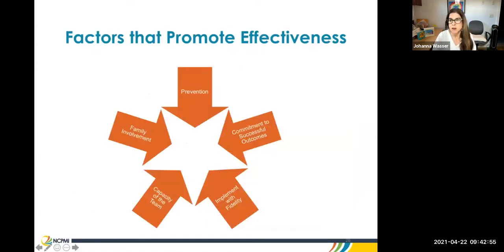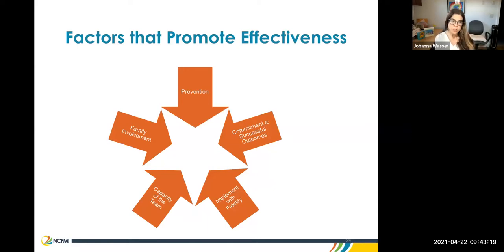And pyramid model fits into PBIS supports too. So again, a very nice complementary approach. So the factors behind this is we're really looking at prevention strategies, right? With those universal approaches, that commitment to a successful outcome, that we're all here together to make a difference for this child.